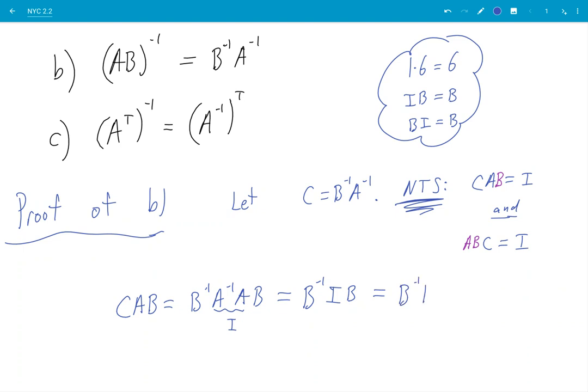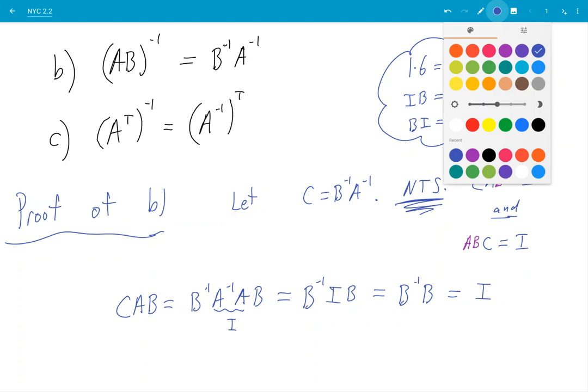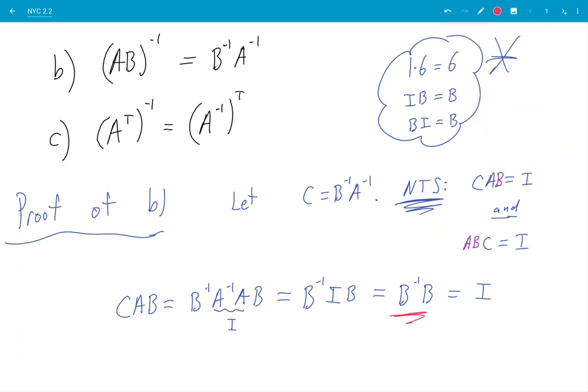So I get B inverse times B. This thought bubble here, I think it's a property in 2.1. It's in your book somewhere. Okay, so B inverse B, that is just I. So I accomplished this part.